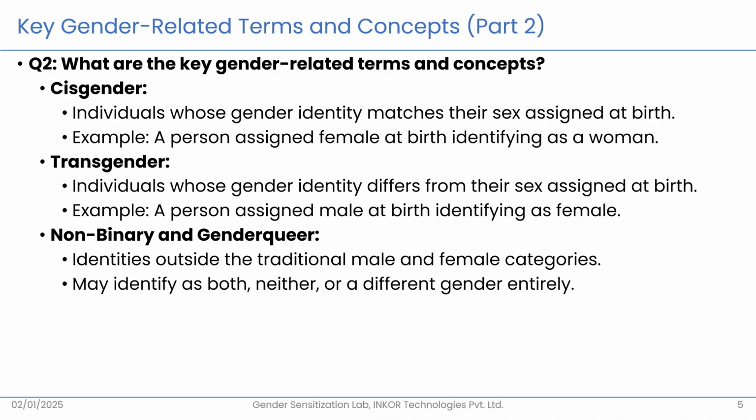There are also people who do not fit into the traditional categories of male and female. These individuals may identify as non-binary or genderqueer. This means they may see themselves as both male and female, neither, or something entirely different. These terms help us understand that gender is not just two fixed categories, but a spectrum of identities.